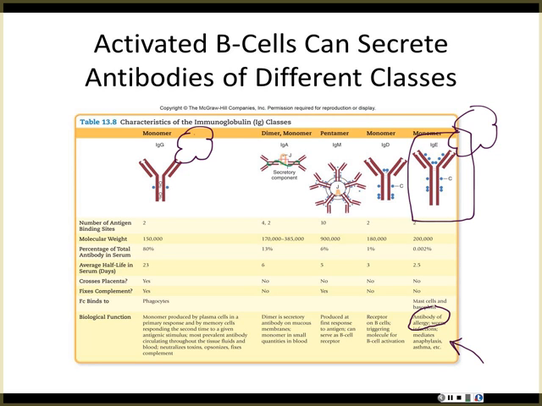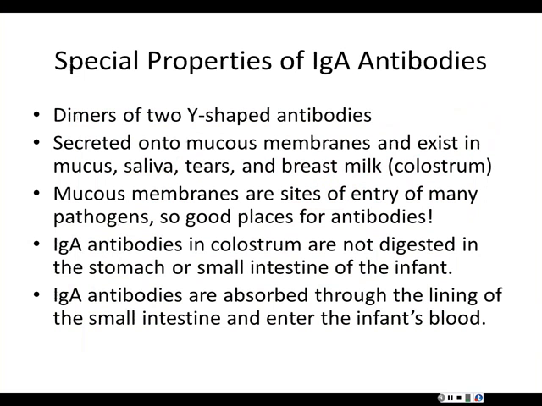There's another type called IgD, and those are really just the antibodies that are the B cell receptors. So they're sitting in the membrane of the B cell. They look just like antibodies, but they're not really freely floating around.